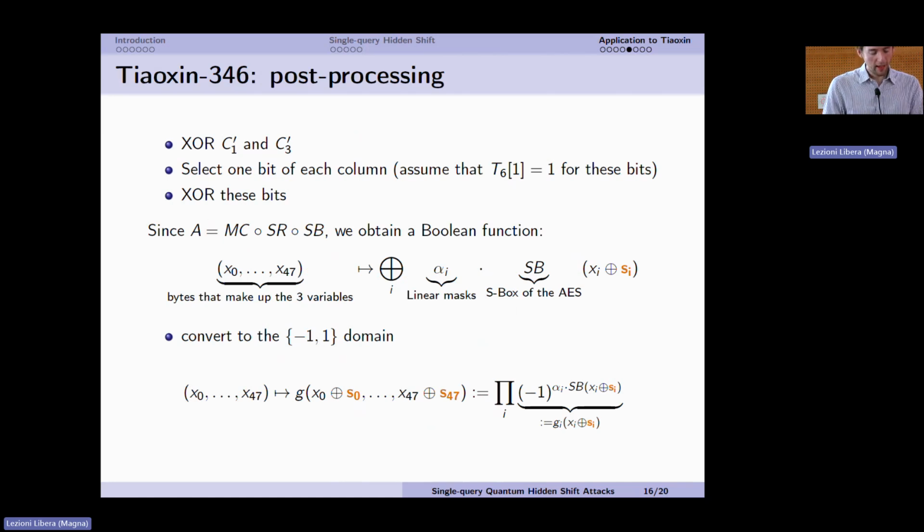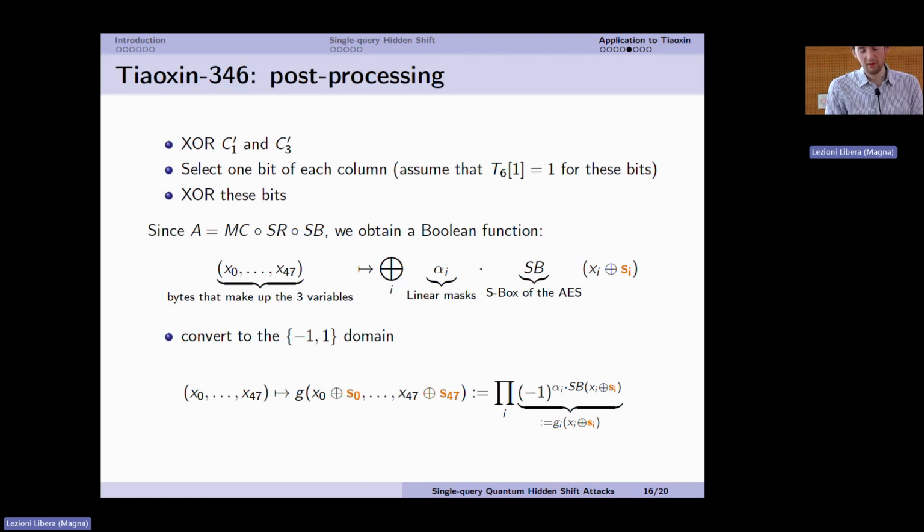Okay, so we have to somehow modify all of this, these two blocks, to obtain our 1-bit output function. So we have some post-processing to do. We have to XOR the two blocks, and then we have to select 1 bit of each column, and then we have to make some assumptions. We have to XOR everything, and then we have to remap this to -1, 1.